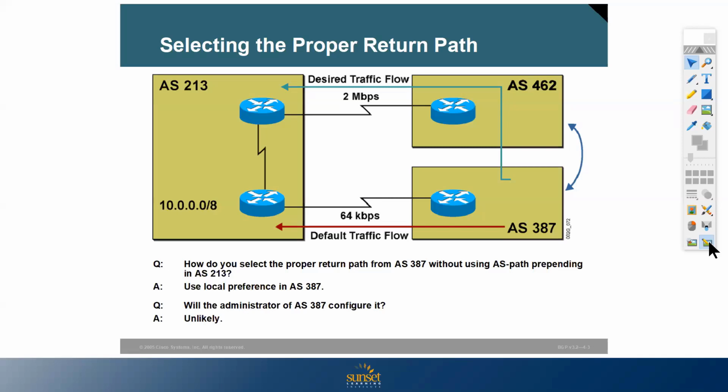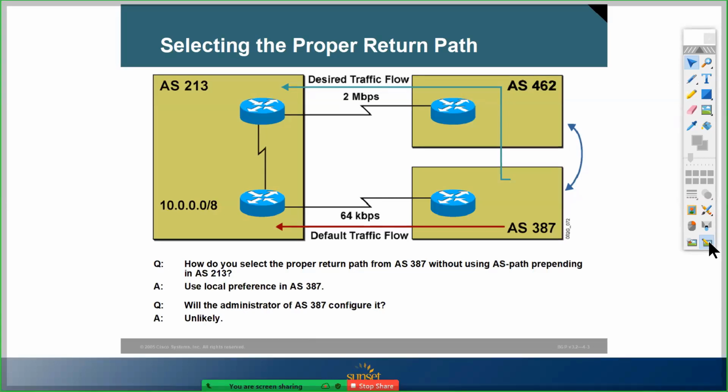All right, so we get to see from this customer perspective, and this customer is in autonomous system 213 in this case. Notice we've got two different service providers. One has a 2 meg connection, one has a 64K connection. So obviously our desired path would be to use the faster link that we've got available. And we can use things like a weight attribute to determine our best path going outbound, or a local preference can be set within there. The higher the weight or the higher the local preference, the more preferred the route on the way outbound.